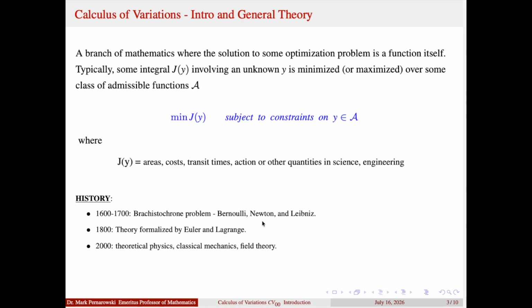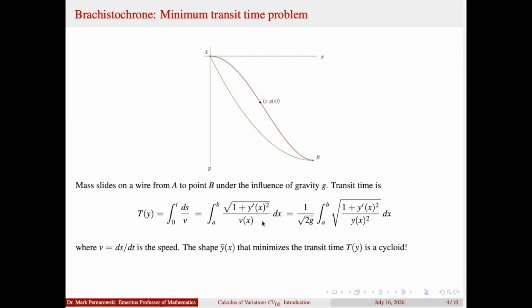In the 1700s, there was some theory that was formalized by Euler and Lagrange, and that stuff was really important. We'll get to it. And then, coming up to where we are now, the subject still plays a very key role in theoretical physics, classical mechanics, and even field theory in quantum mechanics. So let's do a few examples now.